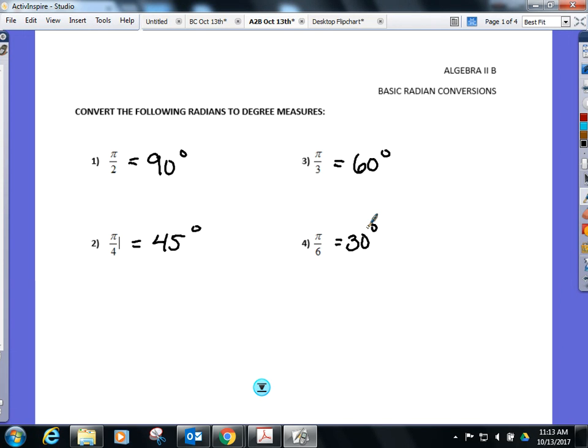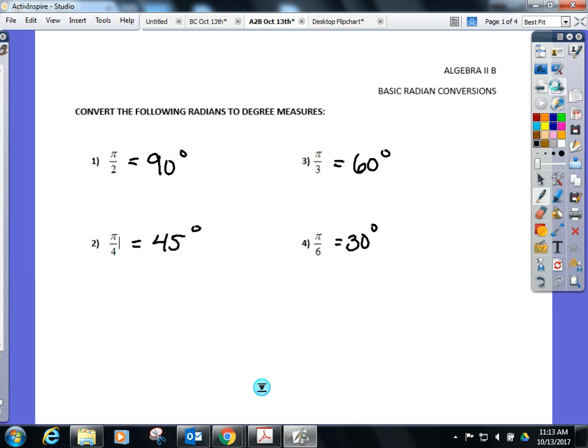Why am I asking these 4 in particular? I'd like you to know them, all right? And you're not going to have to memorize them because we're going to be using them more and more over the course of this whole unit and next unit, that I think they'll just come naturally to you. You're going to see what we do with these today and why it might be important to know that 30, 60, 45, and 90 are these radians.